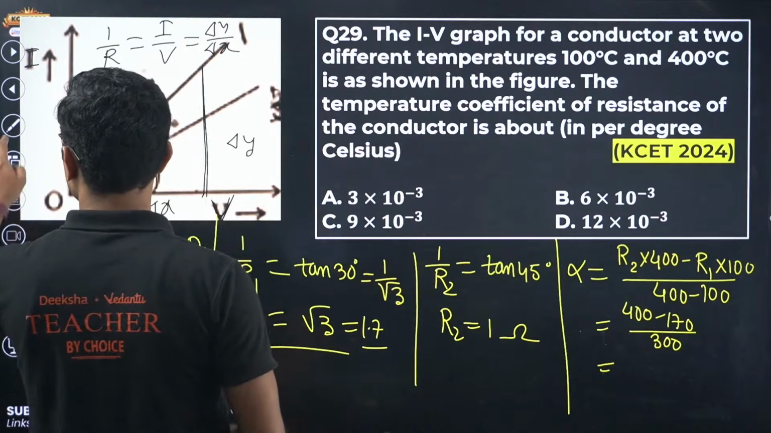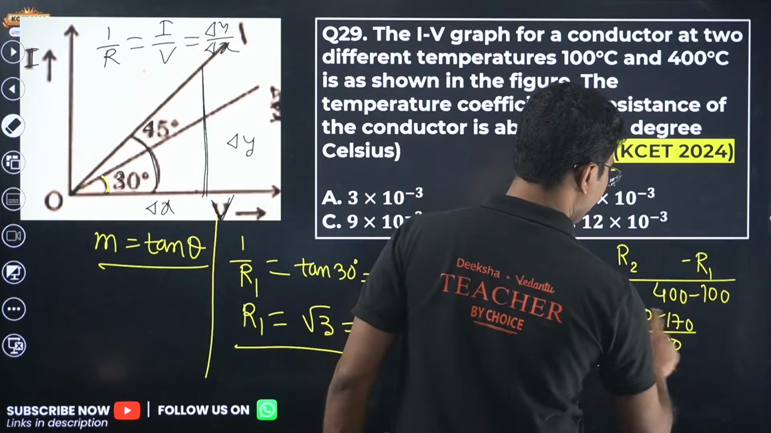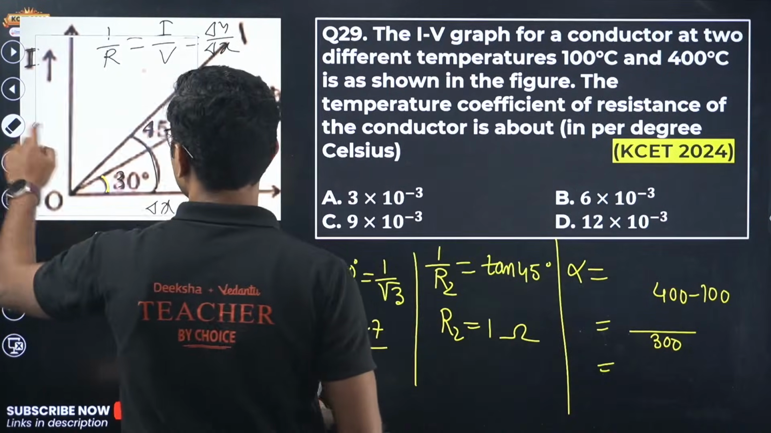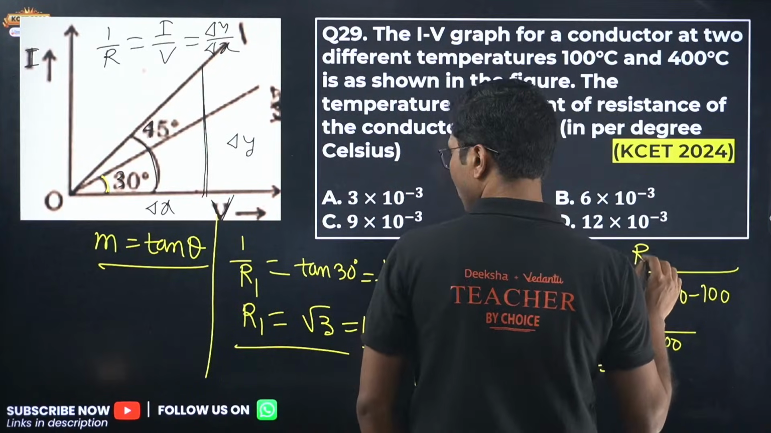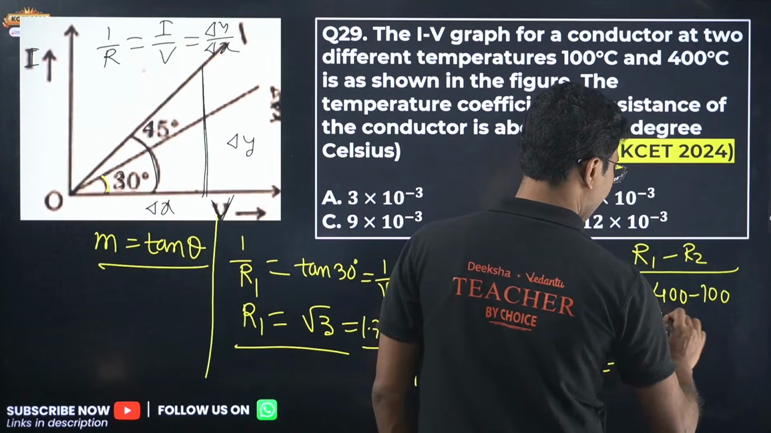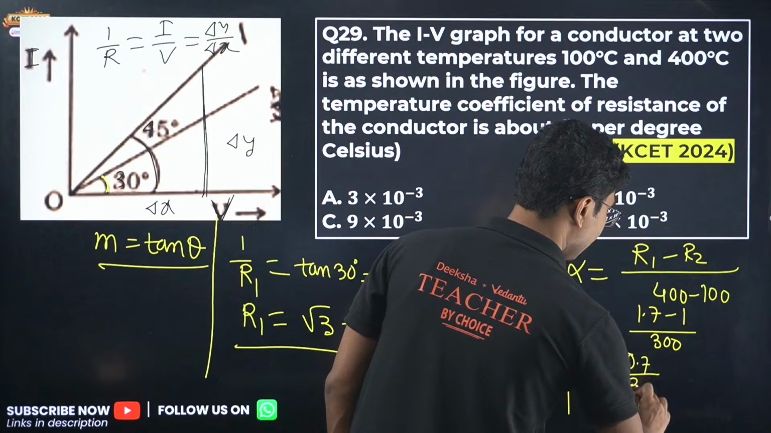No, sorry. Temperature coefficient, because temperature is given, you don't need to worry. It will be simply the difference in resistance divided by difference in temperature. You should apply this. This is an approximated method, but this should do well here. So R1 minus R2, that is 1.7 minus 1 divided by 300, that is 0.7 divided by 300.